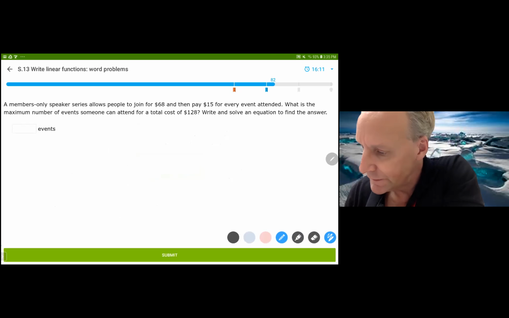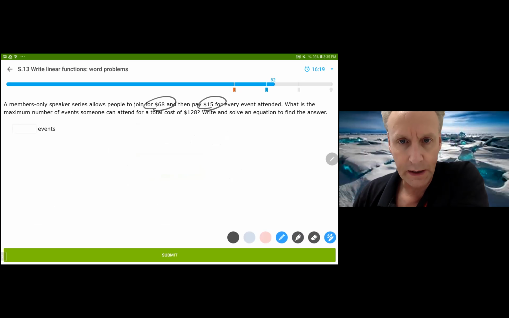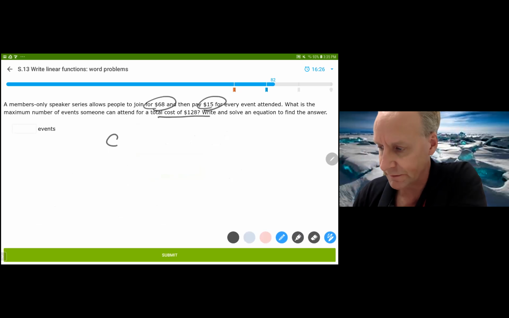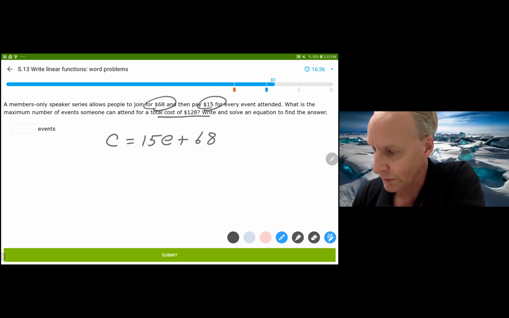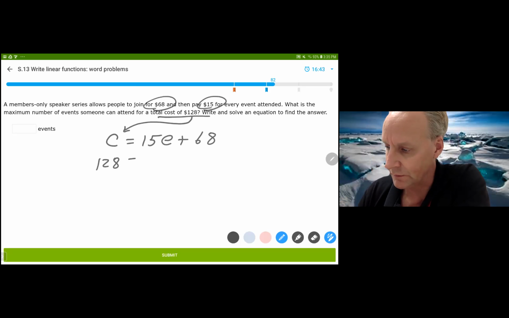Members only speaker series allows people to join for a $68 entry fee and then $15 per event. This seems like a reasonable amount. What is the maximum number of events for a total cost of $128? So the price for the events is going to be 15 for each event, I'm going to call it E, plus the $68. And we want to know how many events if they charge a total of 128.